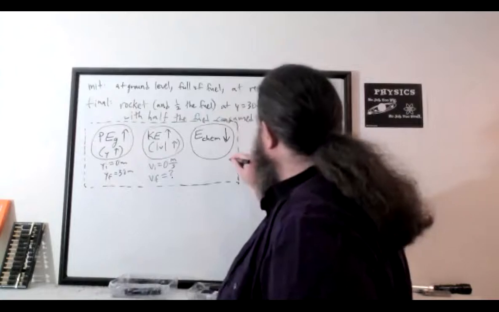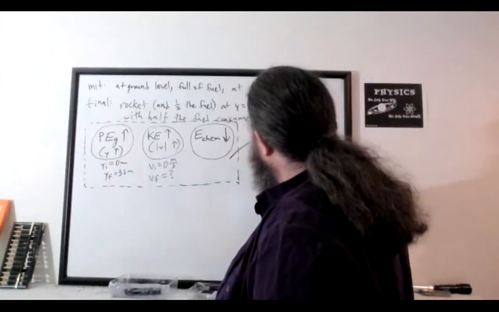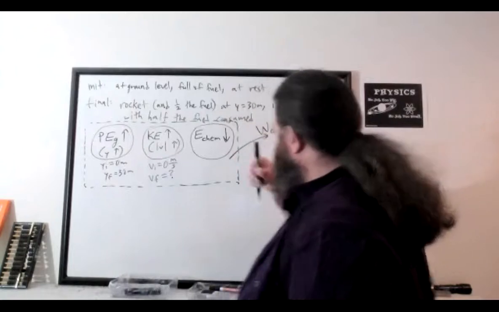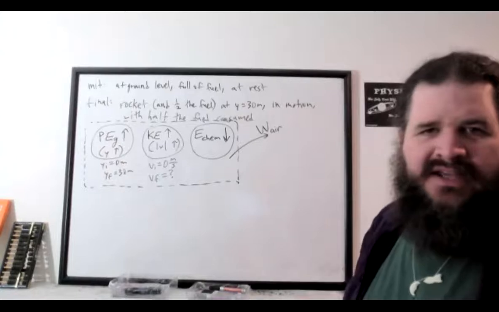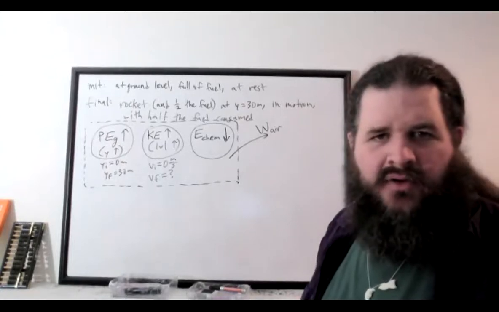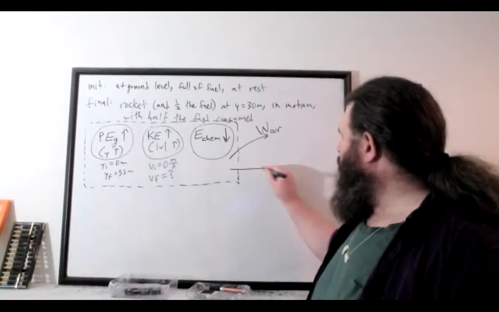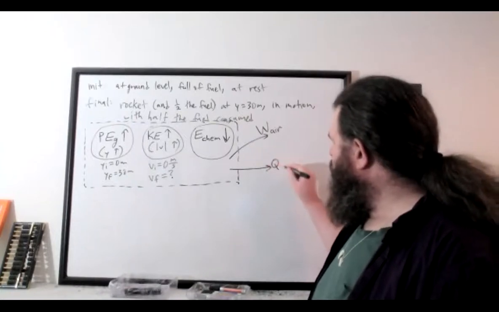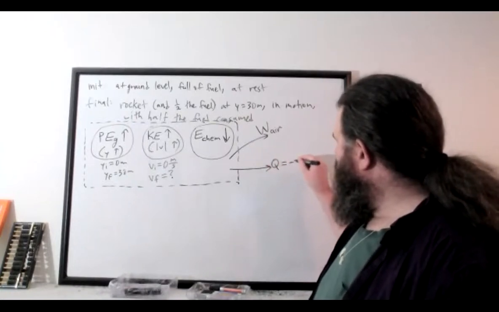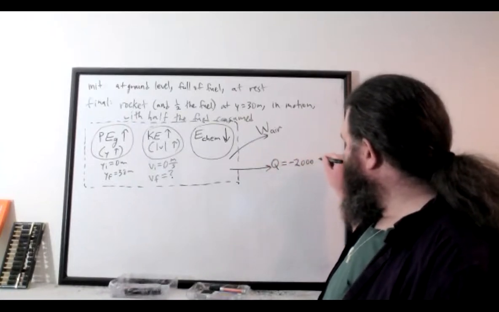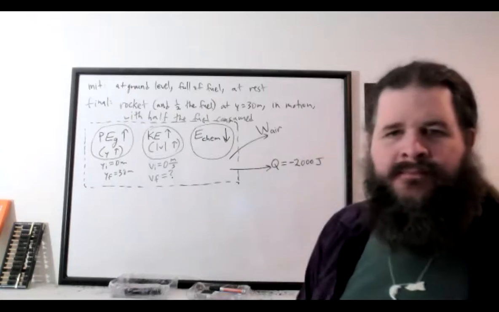So we've got the work of air resistance leaving. And it also mentions heat. It says we've got a total of 2,000 joules of heat lost to the surroundings. So we've got heat leaving the system also. Since we're losing heat, we'll write this as negative 2,000 joules.